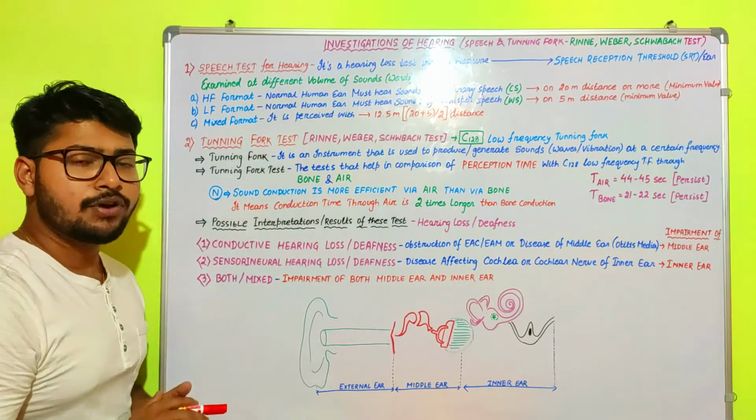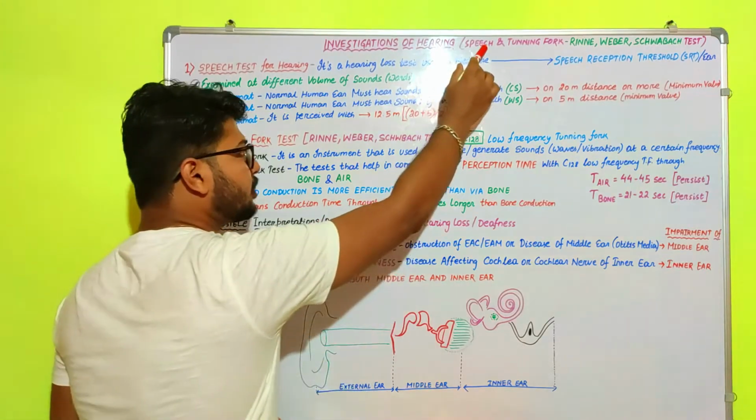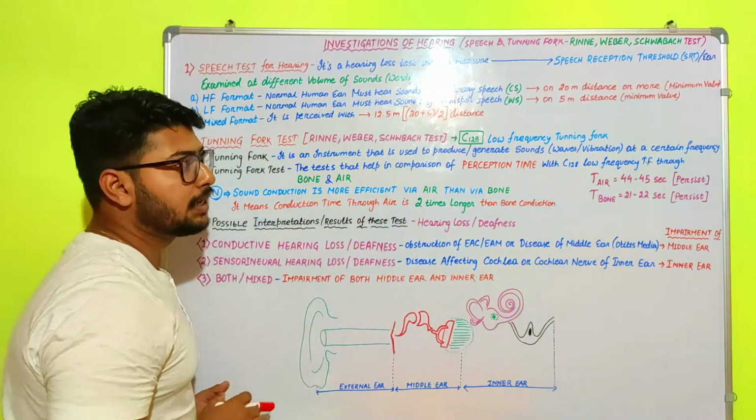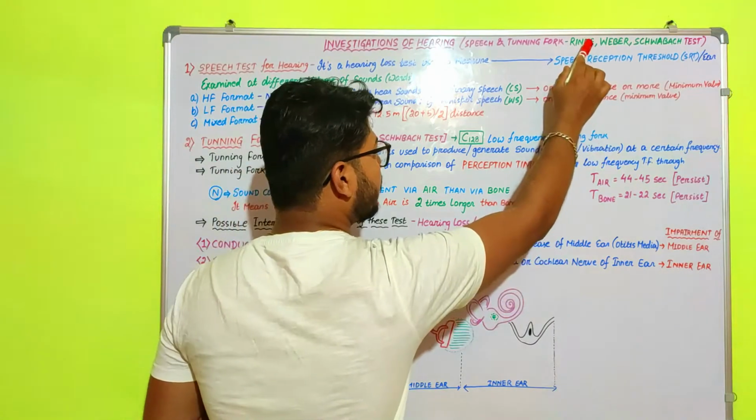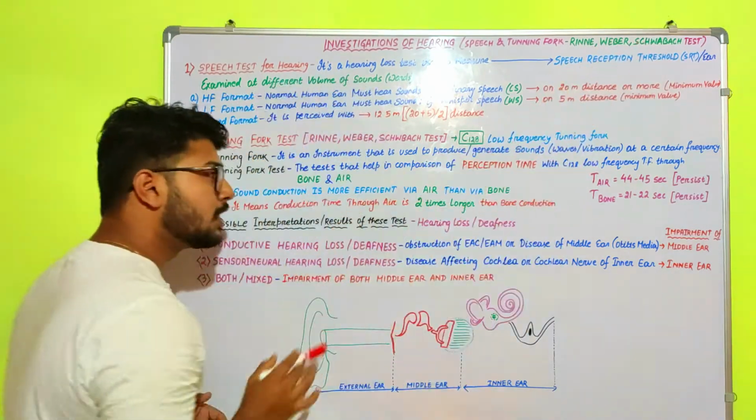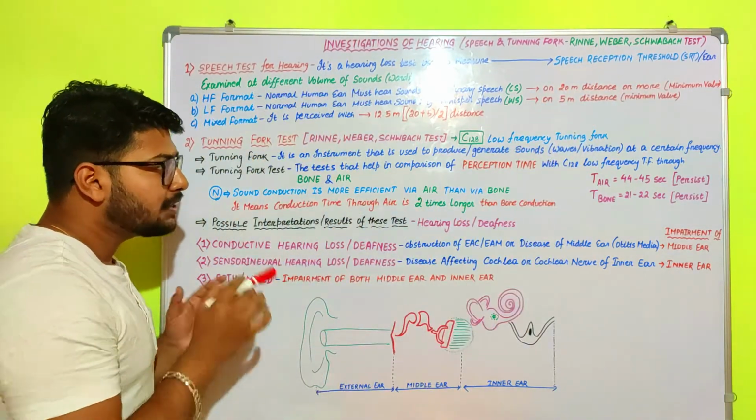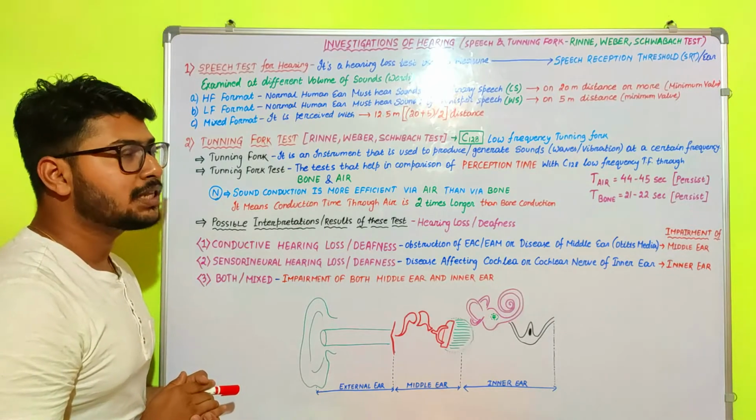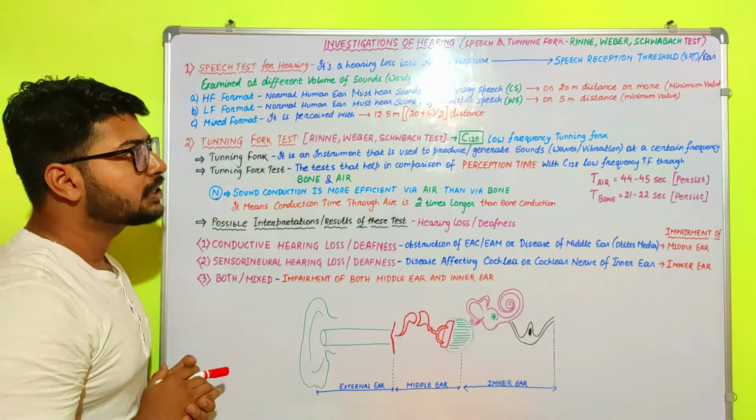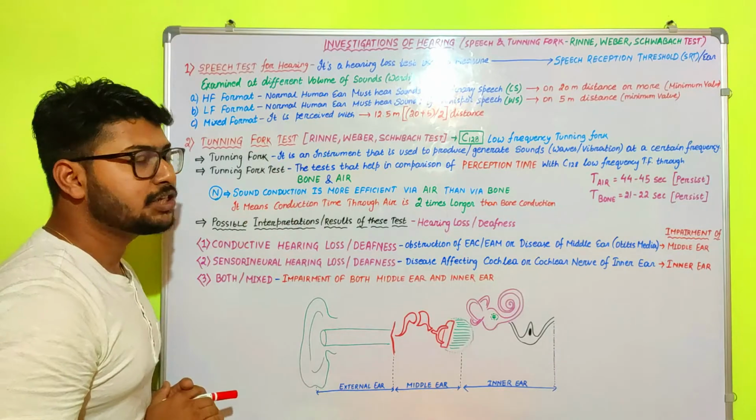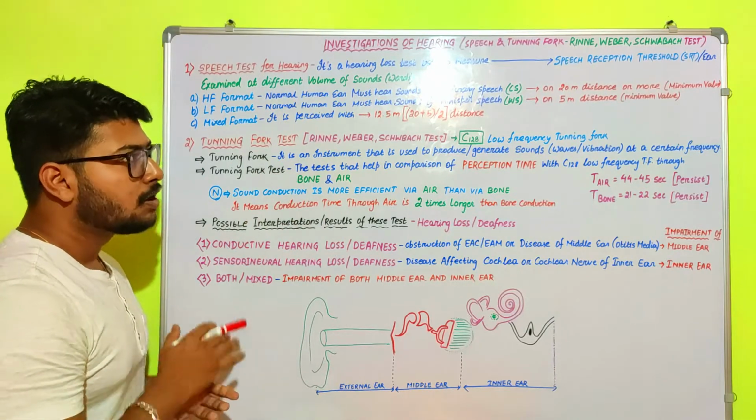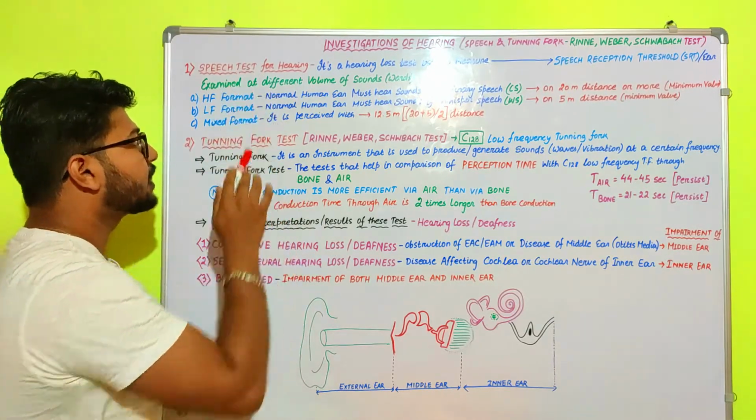In this video, we are going to talk about the speech and tuning fork tests. The tuning fork test includes the Rinne, Weber, and Schwabach tests. So in this video we are going to conclude all the results and interpretations of the speech and tuning fork tests. First, the speech test.